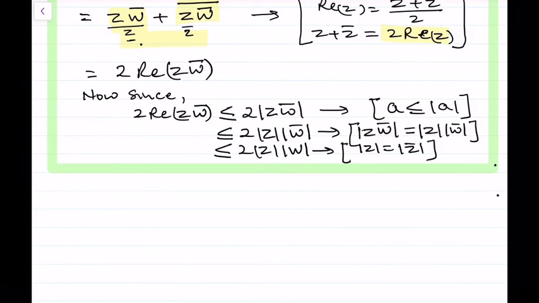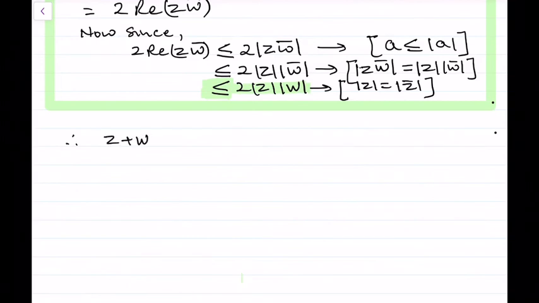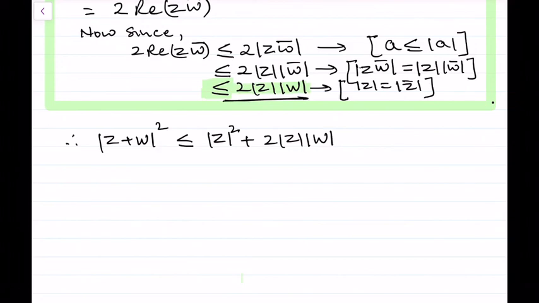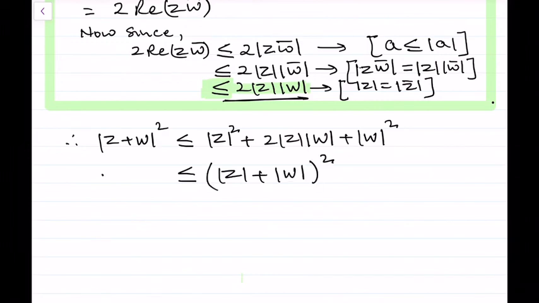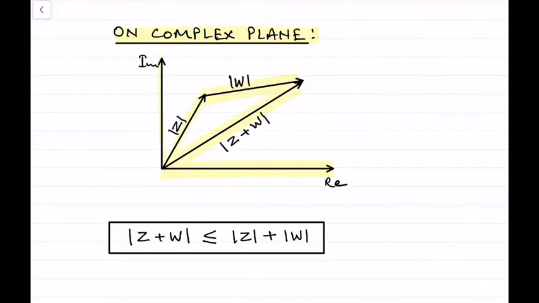So now we can substitute this value with the inequality sign in our above equation, and we will get mod of Z plus W square is less than or equal to mod of Z square plus 2 times mod of Z mod of W plus mod of W square, and this is mod of Z plus mod of W whole square. Now take square roots on both sides and we will get mod of Z plus W is less than or equal to mod of Z plus mod of W. And this is the triangle inequality that says that the sum of any two sides of a triangle must be greater than or equal to its third side.